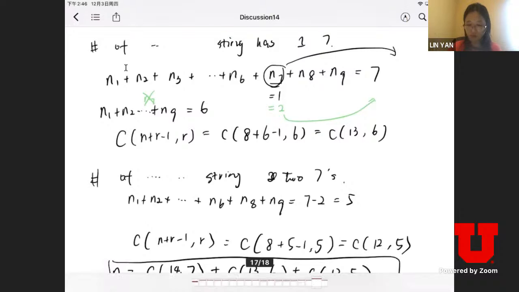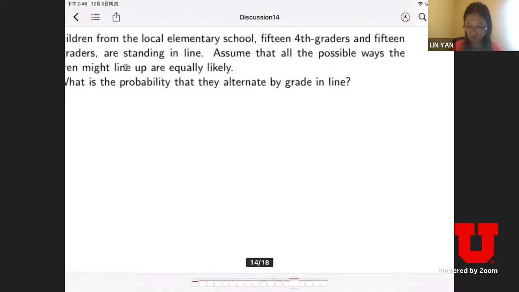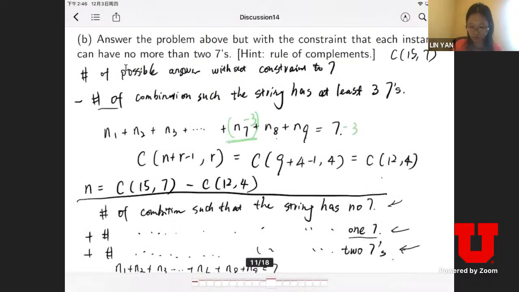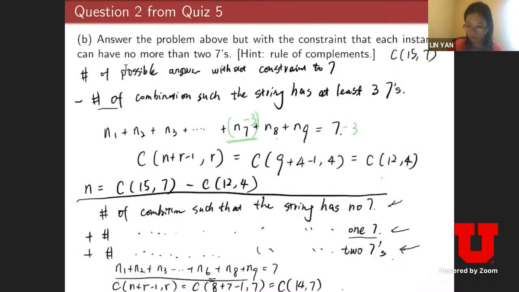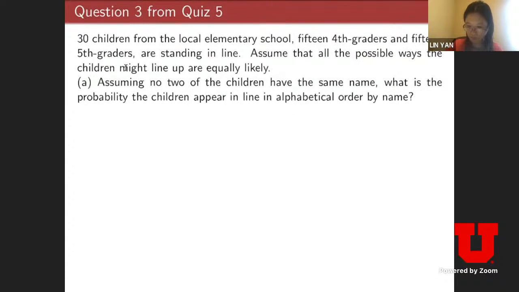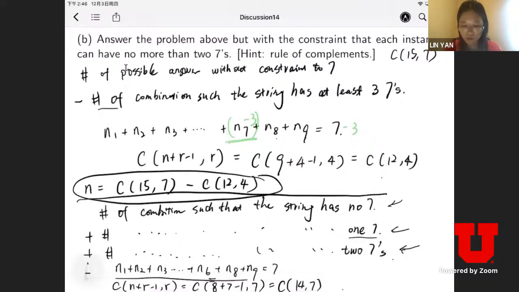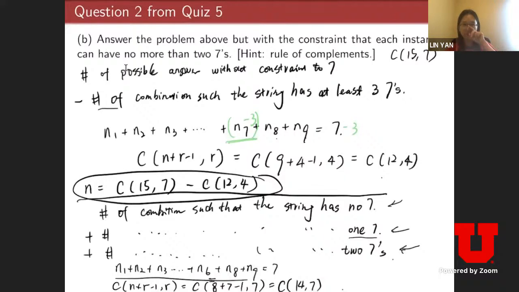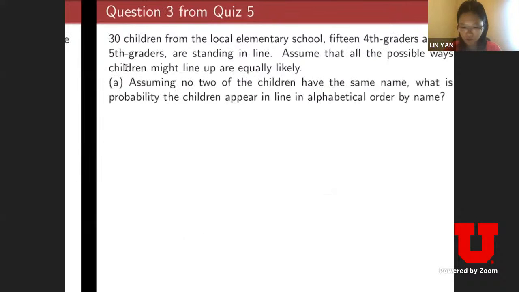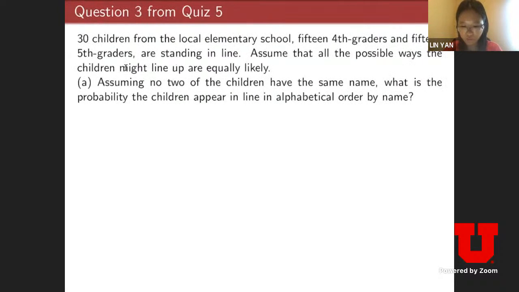Both this one and this one are correct. Any questions about question 2 from quiz 5? Okay, let's go to the next problem, question 3 from quiz 5.